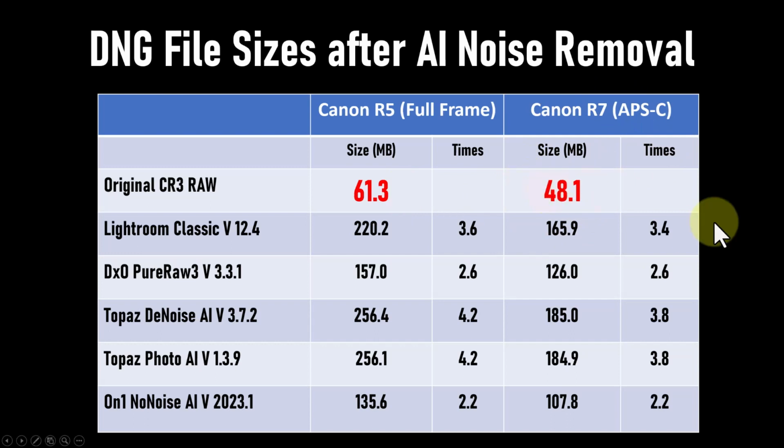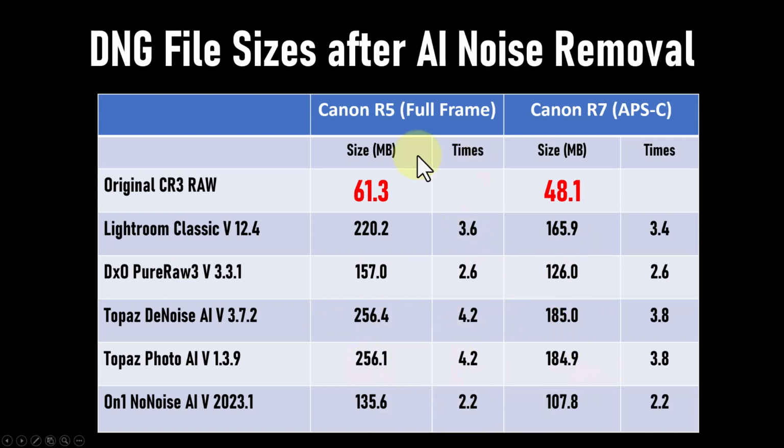Those are the original file sizes. Lightroom Classic version 12.4 produced a DNG for the R5 that was 220 megabytes, or 165 for the R7. And here in this table, you can see the file sizes that the different tools produce.